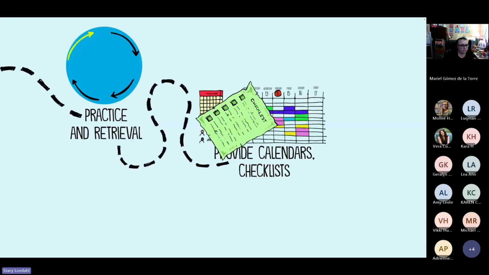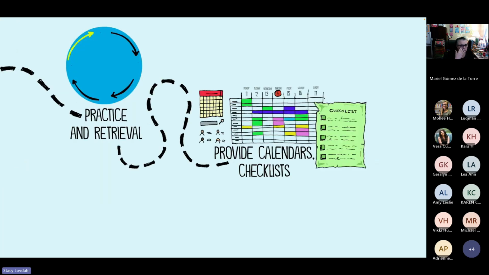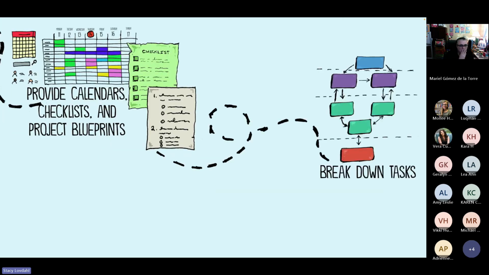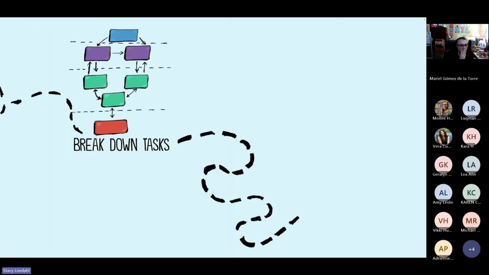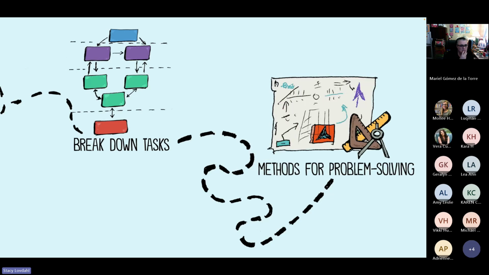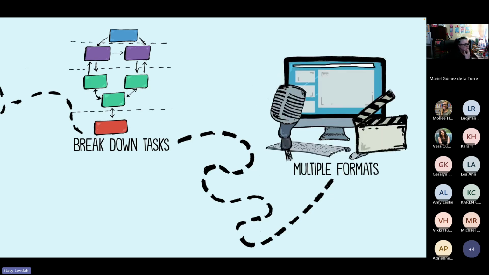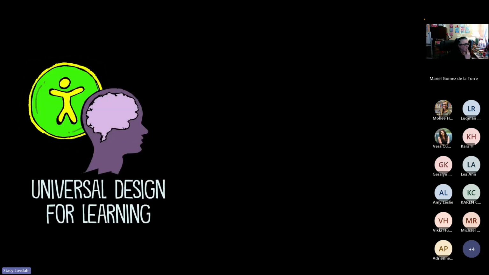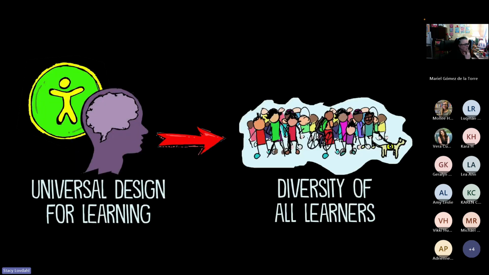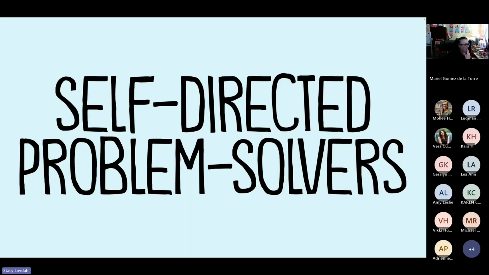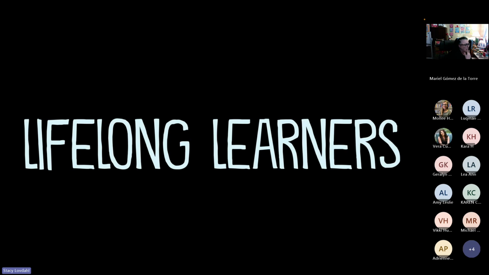We can also provide calendars and checklists, as well as project blueprints that break down the tasks for students. We can provide choices for the methods that they're using to solve problems, or multiple media formats for their finished products. Universal Design for Learning embraces the diversity of all learners so that all students are empowered to become self-directed problem solvers and lifelong learners.